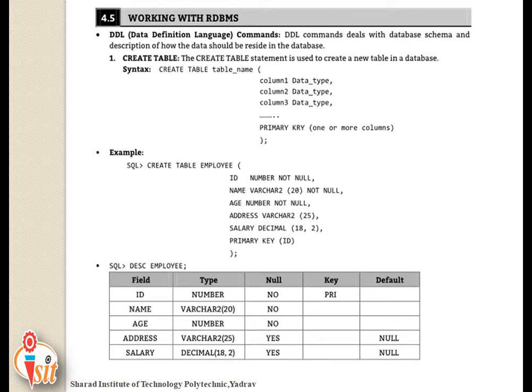Now first one definition is DDL. You all heard about DDL, that is data definition language commands. Now DDL commands deal with database schema and description of how the data should reside in the database. Are you getting the definition of DDL? Data definition language is nothing but it deals with database schema and description of how data should reside in the database.